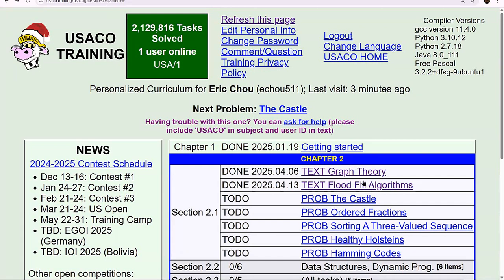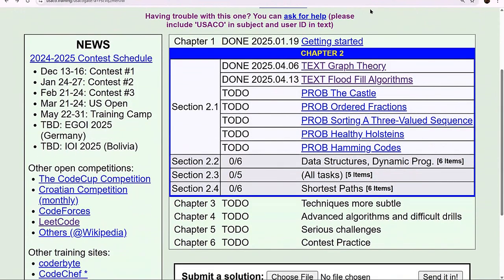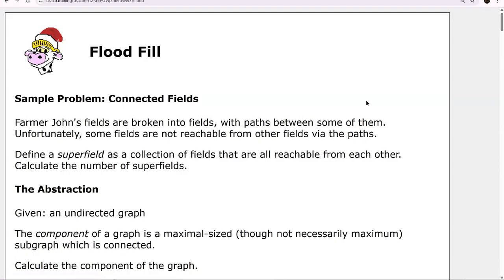So next, we are going to go into the USACO part to solve the problems. The next one is a concept problem. Here you will have data structures, dynamic programming, and shortest path. These are primarily graph algorithms. So today we will also look into the flood fill algorithm.